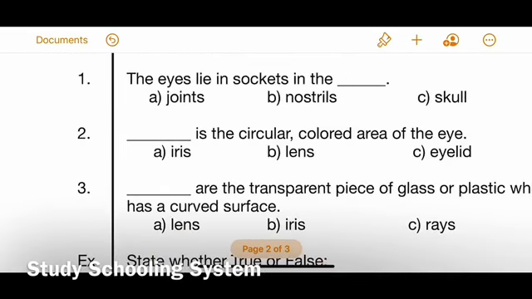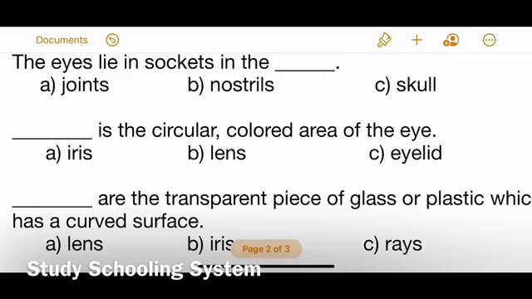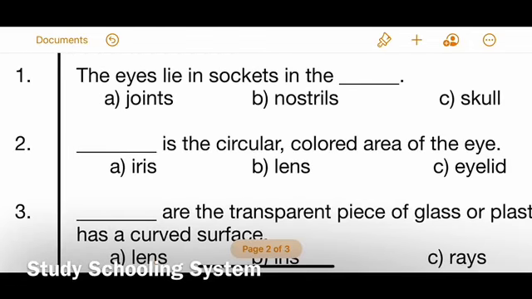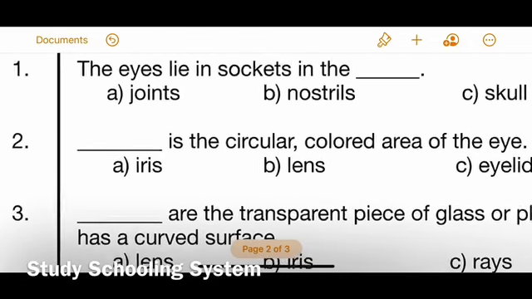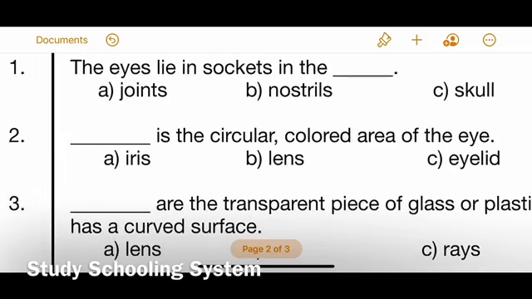Now part 2 says dash is the circular colored area of the eye. A bit tricky, but you can easily do it if you read carefully. Part A is iris, part B is lens, part C is eyelid. Now of course eyelid is not the colored area and even lens is not circular, lens is curved. So A is the answer because A is both. It is circular and the colored area of the eye. And that is also the definition of iris.